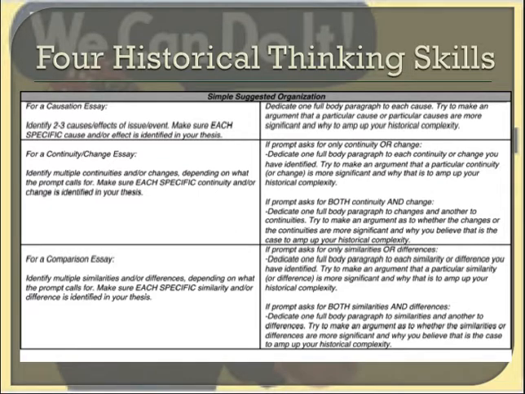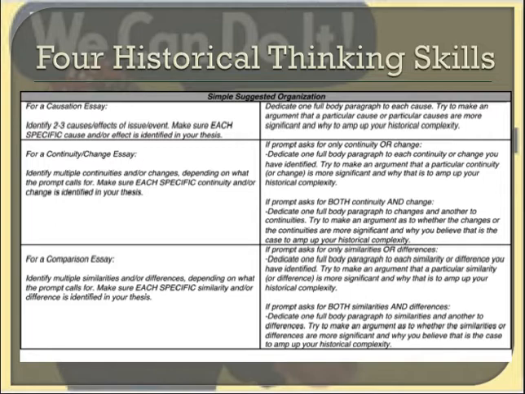Okay, so let's say we have a causation essay. If you have a causation essay and it asks you for the relative causes or the relative effects and the importance of them, you should be ranking those causes or effects, and your thesis should be which one was most important or influential to the topic at hand.